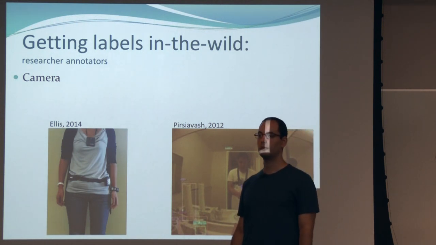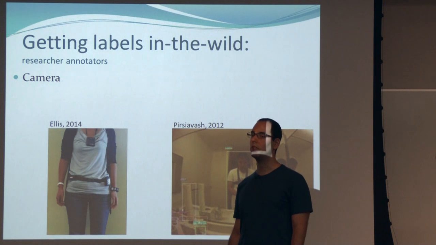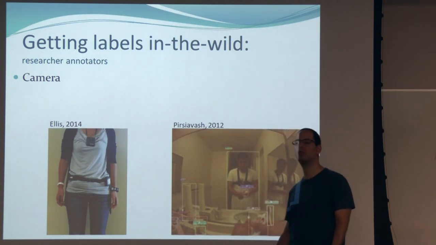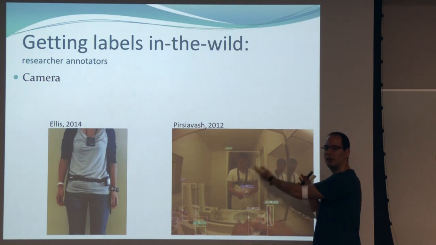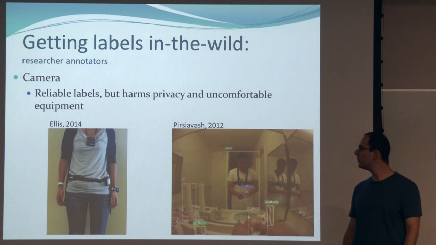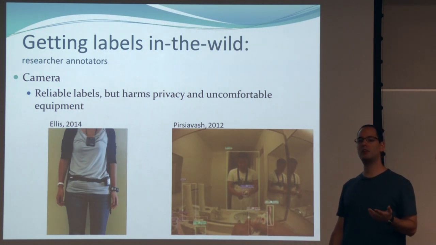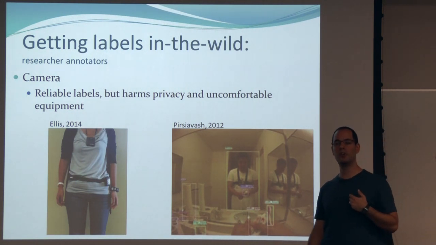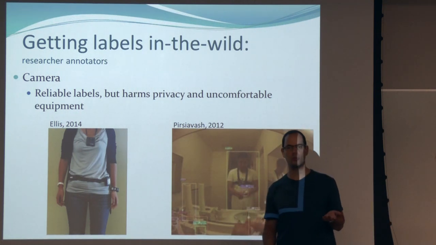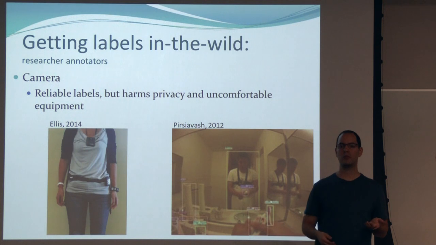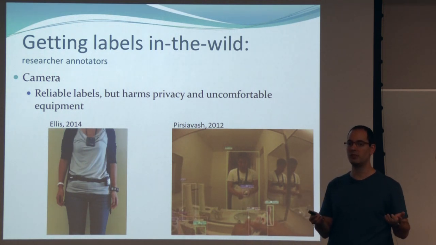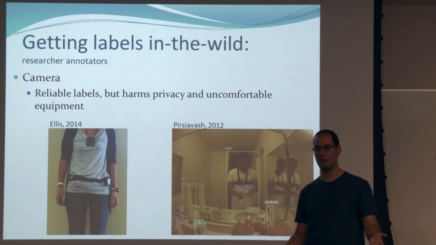There's no bias from human input or memory. I don't remember what you were doing at the time. There's no memory bias, so the labels can be very reliable. If indeed it is clear in the image what is going on, you can get reliable labels, but it harms privacy. And another consideration, which I think is very important, is the added equipment. These cameras are not natural to wear, they're uncomfortable, so they create an unnatural behavior, and that kind of defeats part of the purpose of collecting in the wild data.